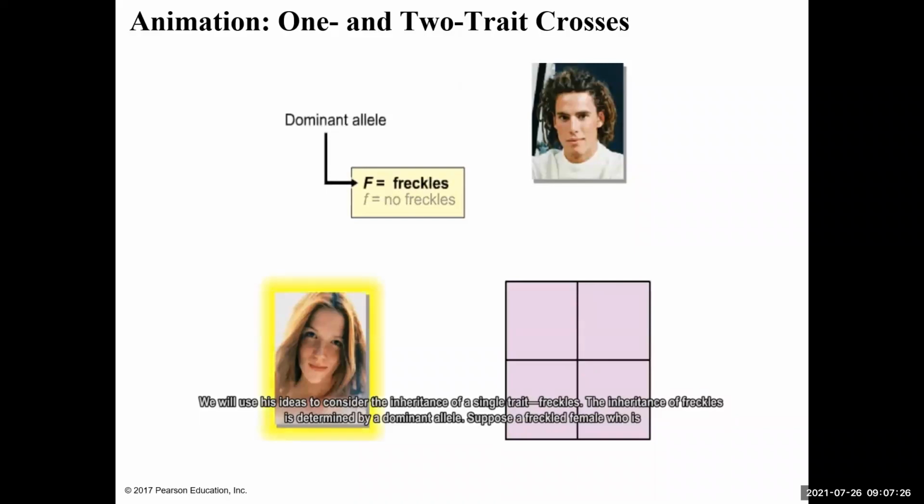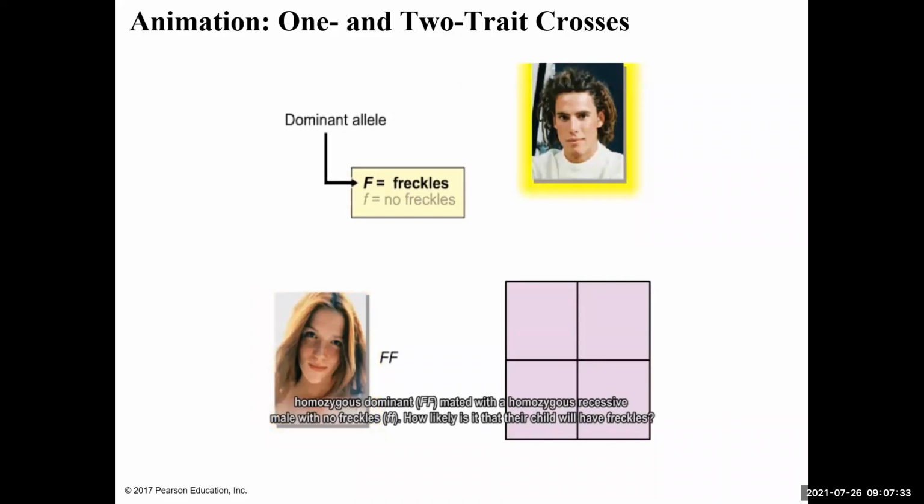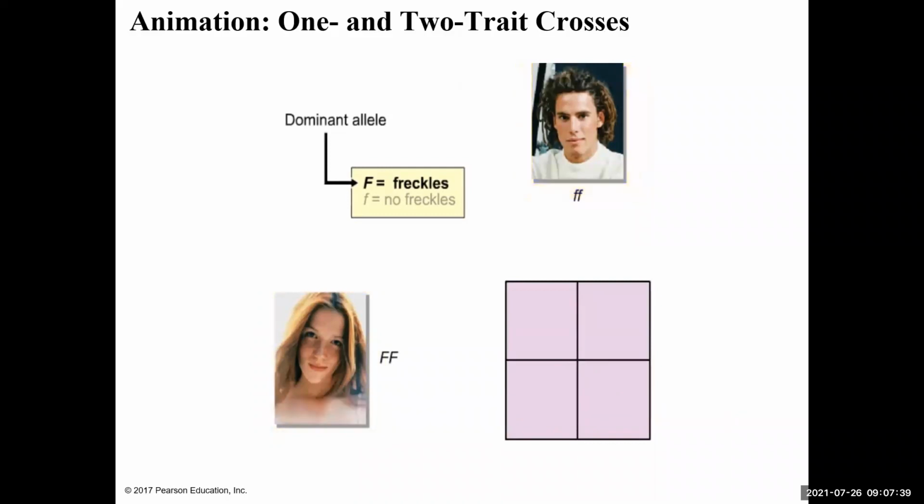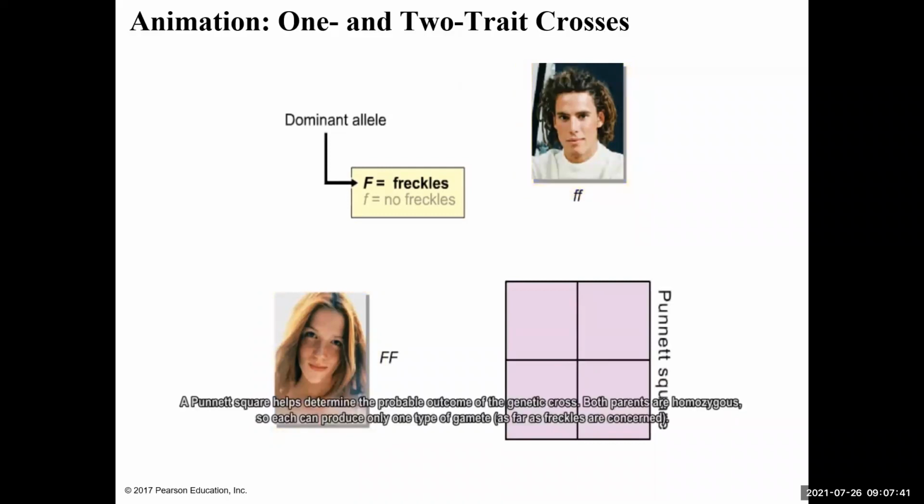Suppose a freckled female who was homozygous dominant, big F, big F, mated with a homozygous recessive male with no freckles, little f, little f. How likely is it that their child will have freckles? A Punnett square helps determine the probable outcome of the genetic cross.